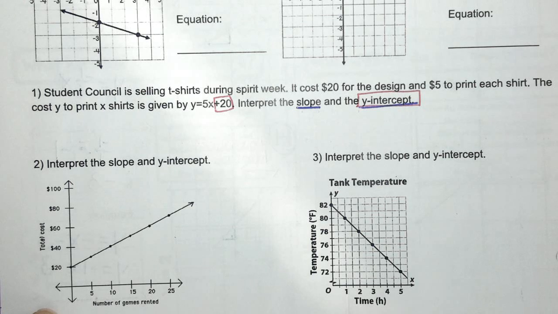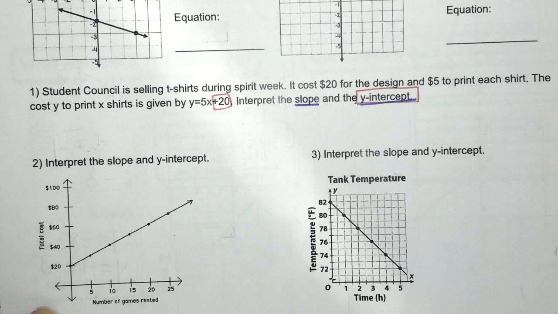I'll read the story problem again. Student council is selling t-shirts during Spirit Week. It costs $20 for the design and $5 to print each shirt. The cost y to print x shirts is given by the equation y equals 5x plus 20. So what is that 20 talking about? Does it mean to start with Mrs. Lundley owns 20 pairs of shoes? No. What does it mean, Jackson? Okay, but I need to know in the context of this story, what is it talking about? Breeza.